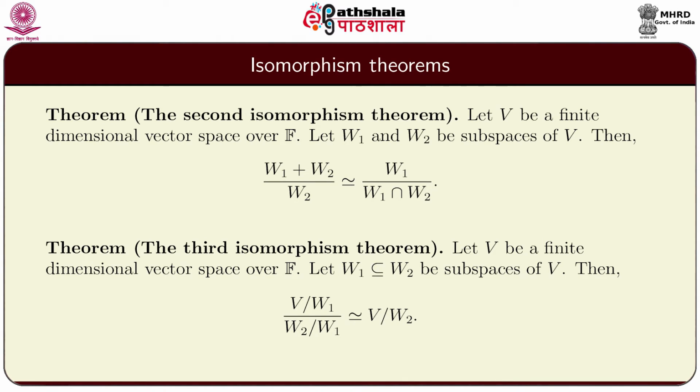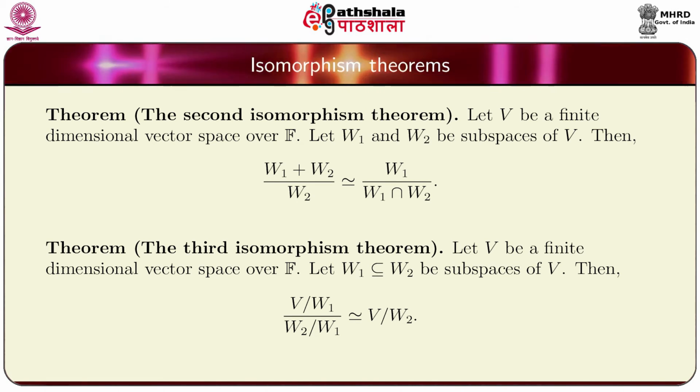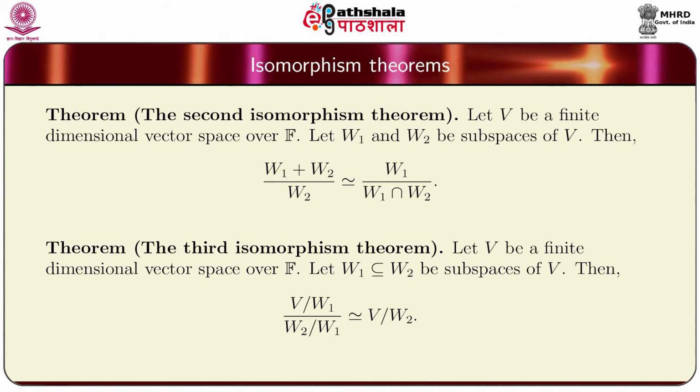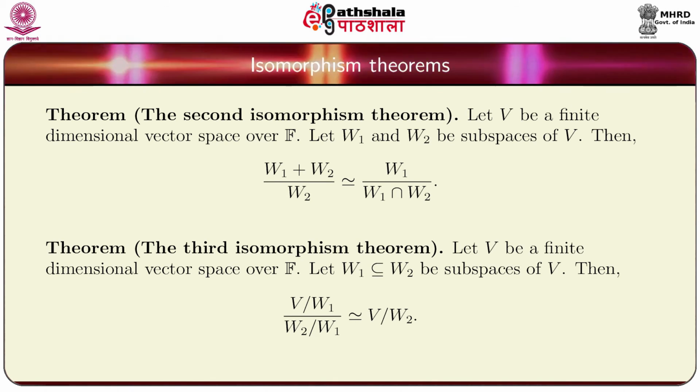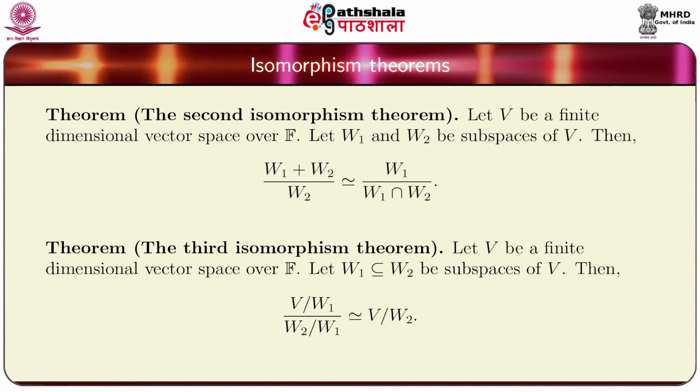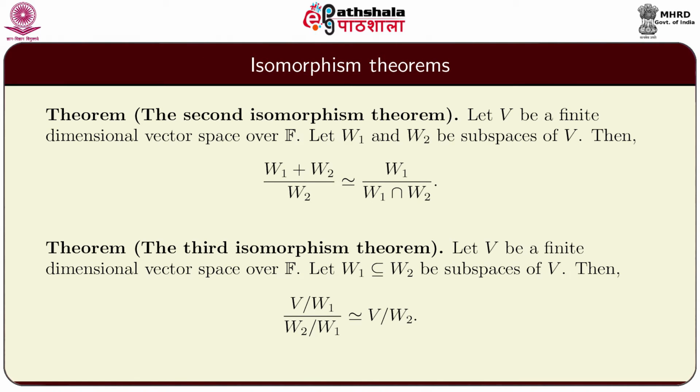See that on the left hand side, W2 quotient W1 is indeed a subspace of V quotient W1, because we have W1 is contained in W2, and by the correspondence theorem W2 quotient W1 is a subspace of the quotient space V quotient W1.